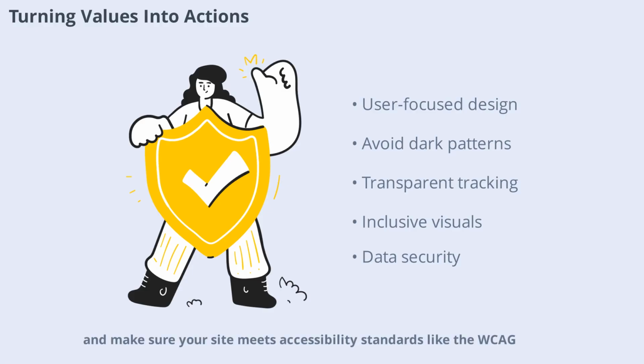Use visuals and language that are inclusive and culturally neutral. And of course, always secure user data with tools like HTTPS and encryption. These steps help translate ethical values into real, user-focused actions.